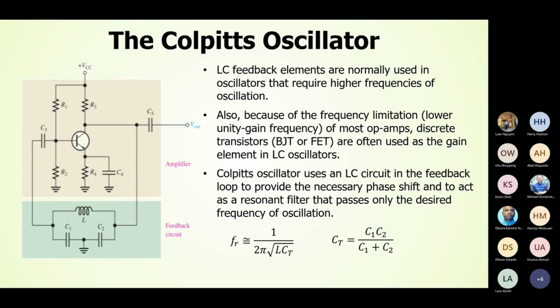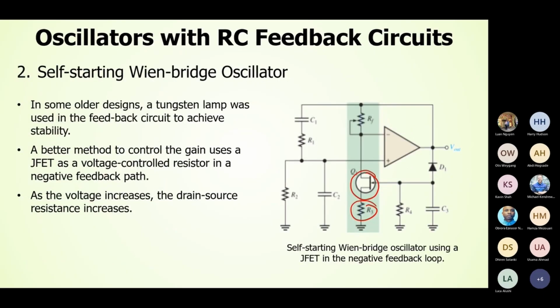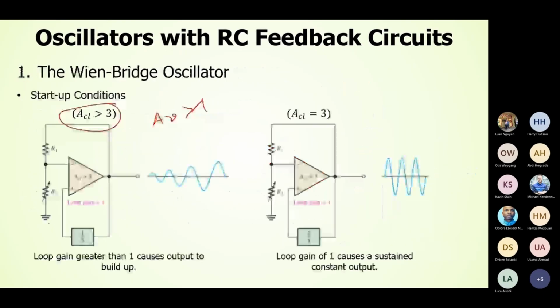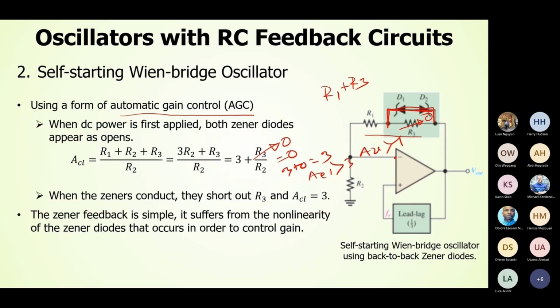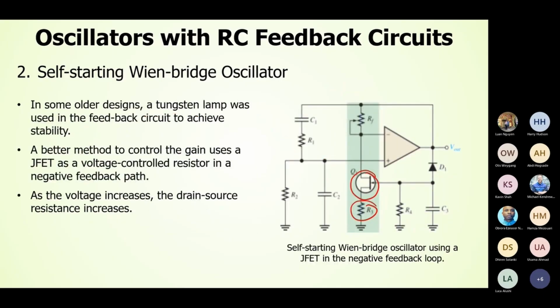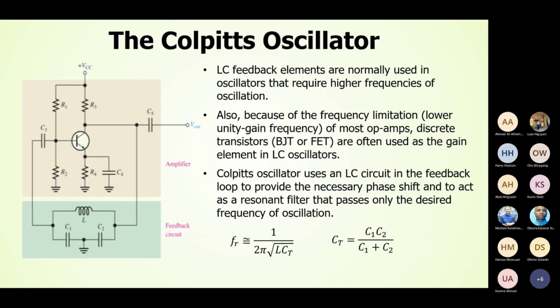So the last thing that I want to show you is the Colpitts oscillator. So far we have seen RC oscillator. Sir, can I just see that last slide, please? Yeah. Thank you. Well, these are also self-starting mechanism. So this is also self-starting mechanism of Wien bridge oscillator. There you go, I've seen it now. Thank you. Now, the Colpitts oscillator.